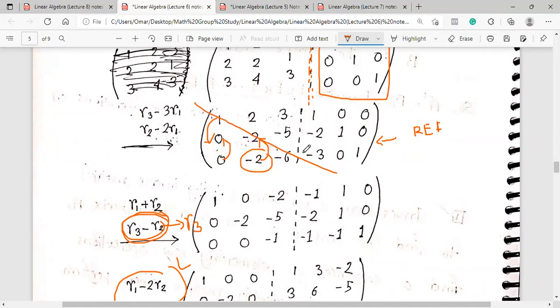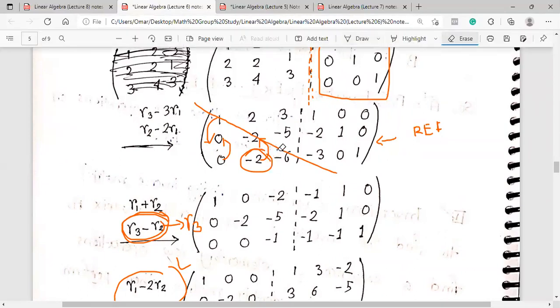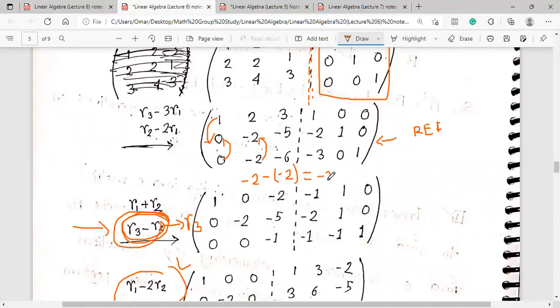So we want all the values below the main diagonal as 0. That's why this minus 2, I need to make this as 0. So that's why I do it this way. I subtract the second row from the third row, okay? So minus 2 minus minus 2, right? So it will become minus 2 plus 2, or it will become 0, right? So that's why I write down here.